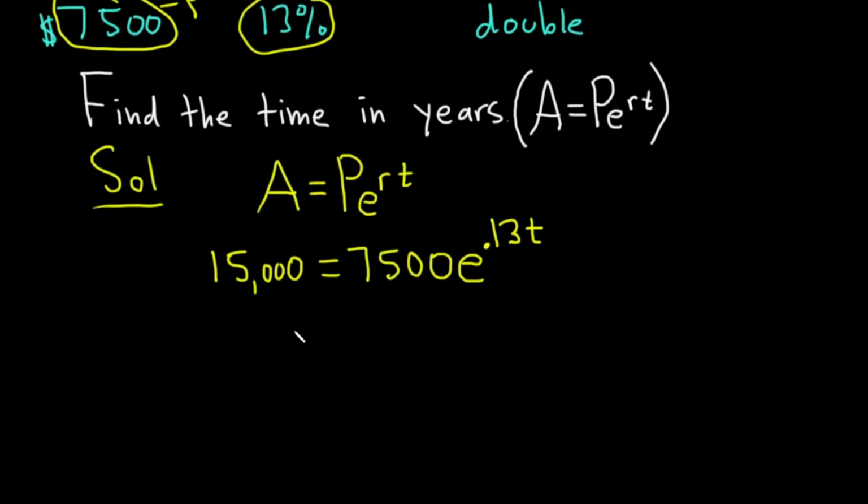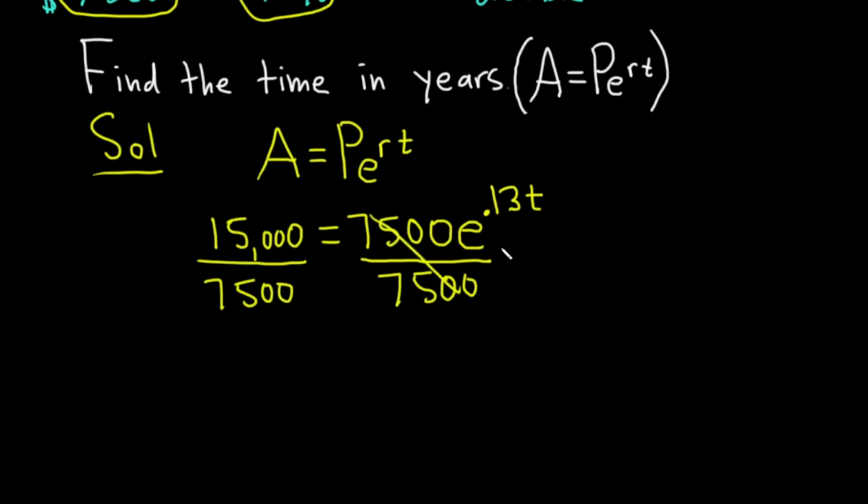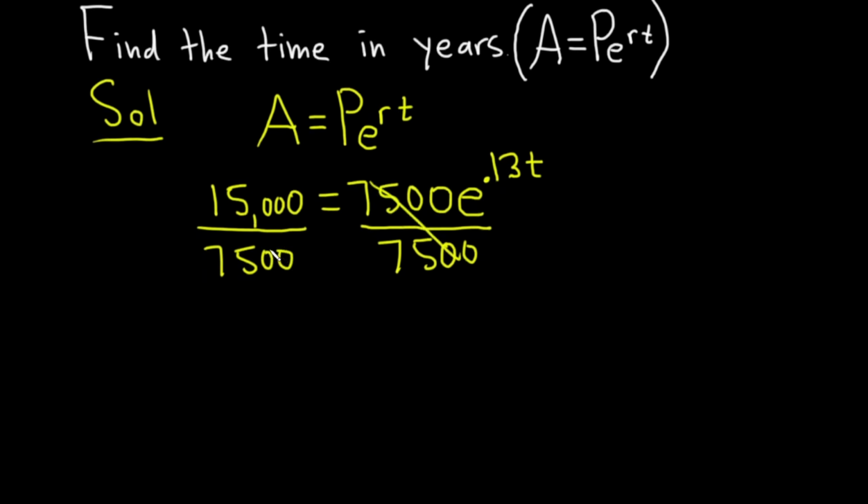So we'll start by isolating the e. Since it's being multiplied by 7,500, we'll just divide both sides by 7,500. Then divide over here by 7,500. These cancel. And then 15,000 divided by 7,500 is just 2. So we get 2 equals e to the 0.13t.